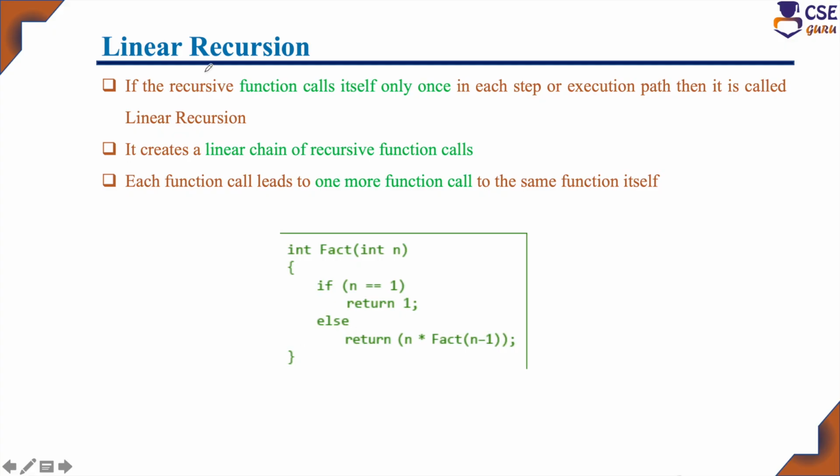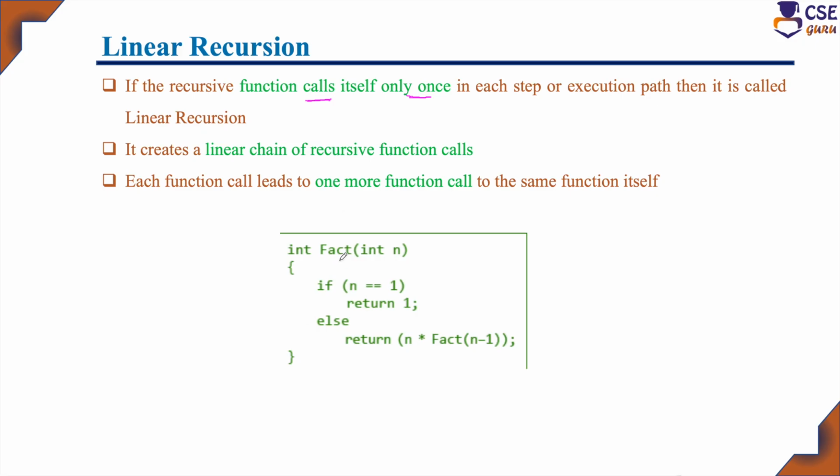Next is linear recursion. A recursion is said to be a linear recursion if the function calls itself only once in every recursive call. Whenever you are executing, in every step one recursive call will be there. That is the case of linear recursion. So in every recursive call, only one time the function should call. That is called linear recursion.